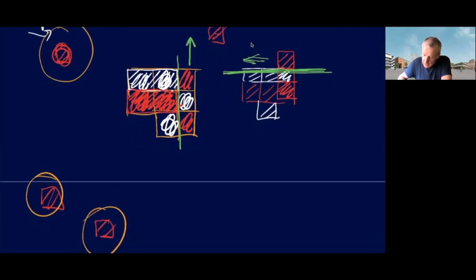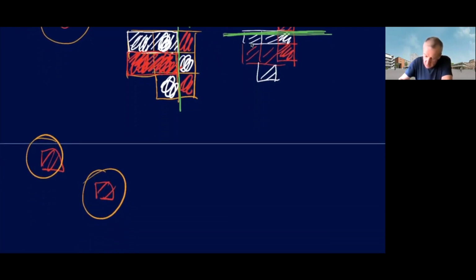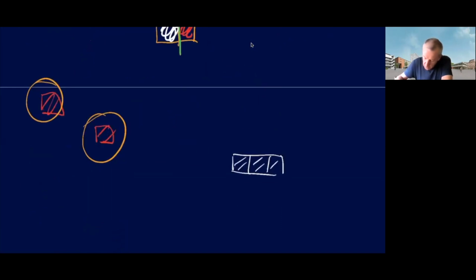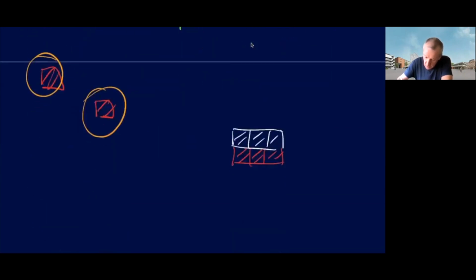And then the others will be in this configuration in which I have, right? So here, 3 white cubes together with 3 red cubes, and then the white cube here below.